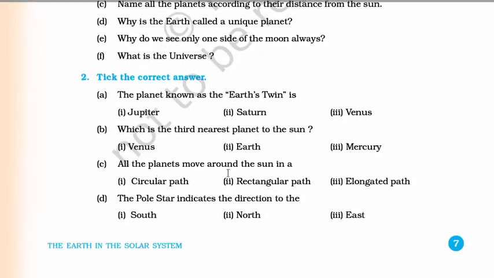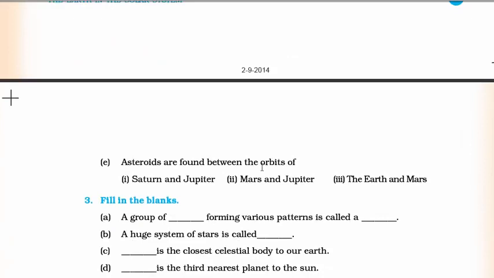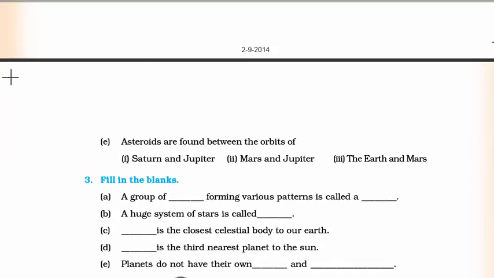Earth. All the planets move around the Sun in a path, it's not circular, it's not even rectangular. We read about elongated. It is elongated near the poles, so it is like a rugby shape. The pole star indicates the direction to the, we know that, north. Just remember that. Asteroids are found between the orbits of, we're talking about the asteroid belt. Just refer to the third page, that beautiful picture. Mars and Jupiter, Michael Jackson, MJ, remember? There's an asteroid belt in between.